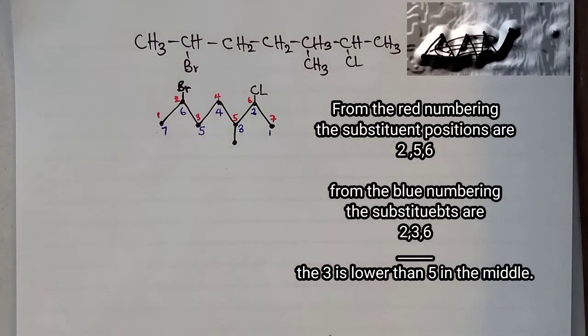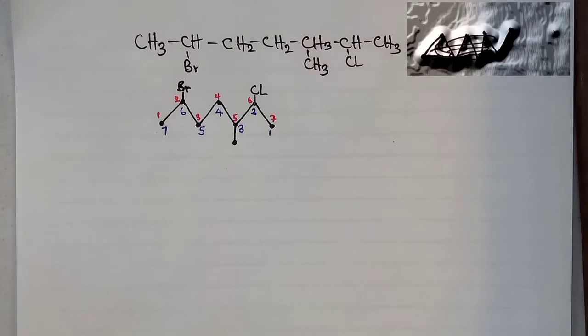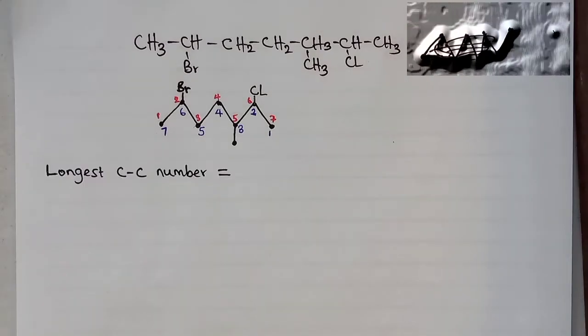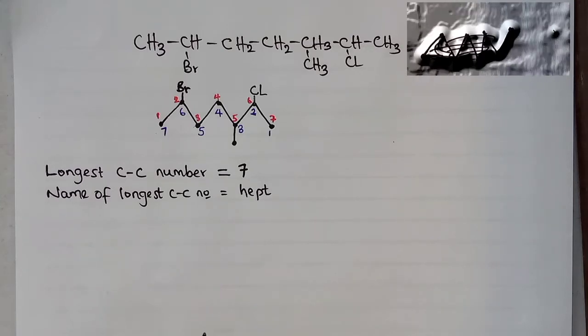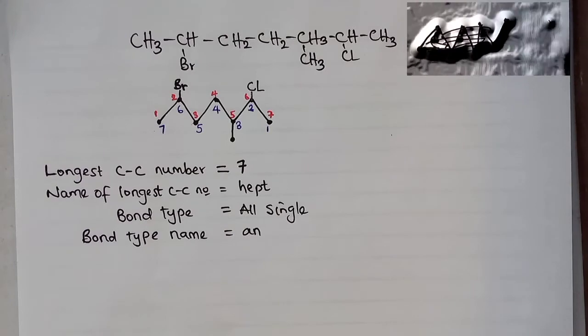So we have this to be, okay, that's 7, and the name of the longest carbon chain number is hept. From this, we know that this is all single, therefore we're using AN, which is N. Parent name now becomes heptane.